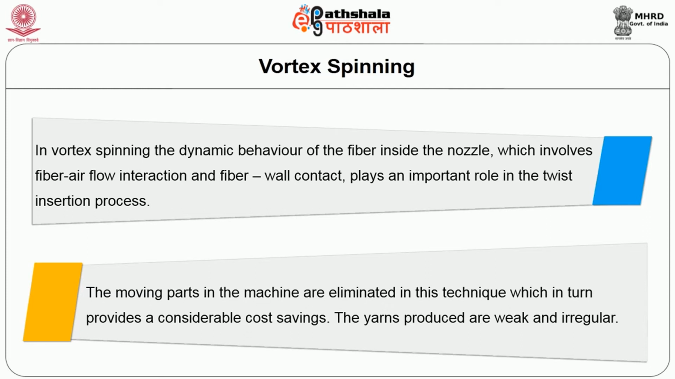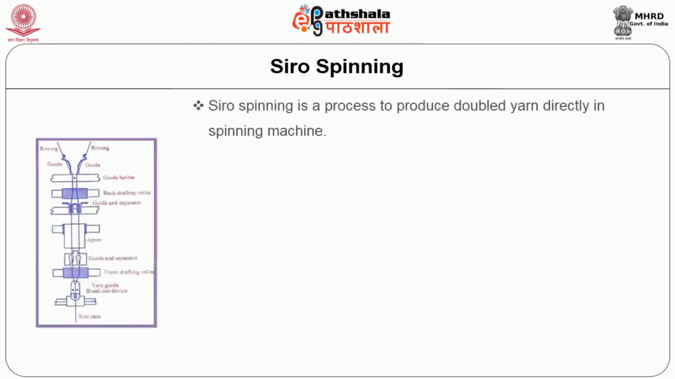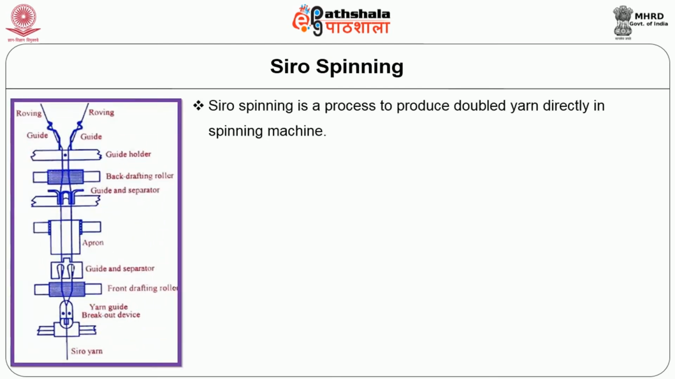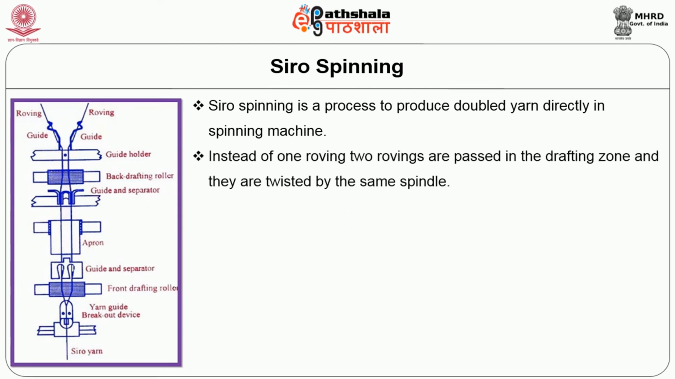Next is zero spinning. Zero spinning is a process to produce doubled yarn directly in the spinning machine. Instead of one roving, two rovings are passed in the drafting zone and they are twisted by the same spindle.